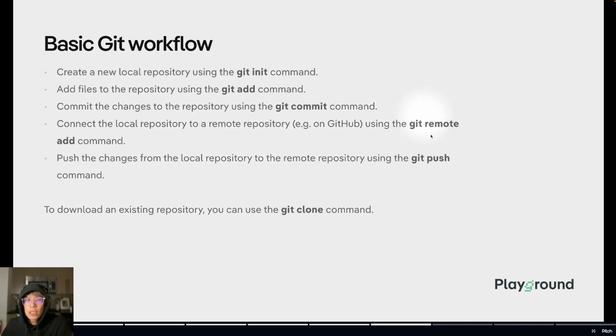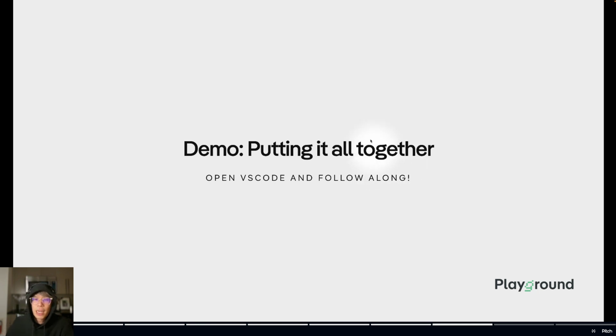And so this is all for if you're creating a new project from scratch. If you're downloading an existing project or repository, you can use the git clone command. So we'll show all of these in a second. And by second, I mean right now.